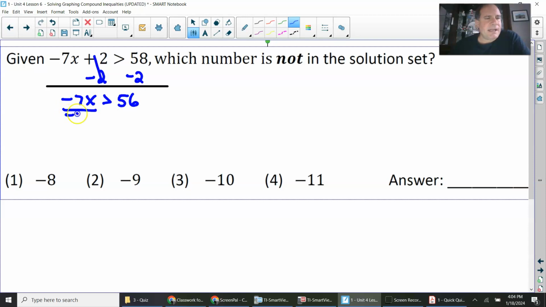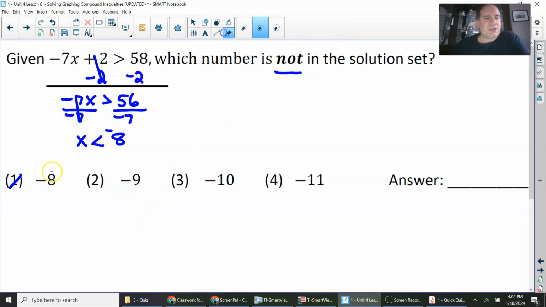You divide by negative 7, divide by negative 7, and you get x. And since you divided by that negative, you flip the inequality symbol, and you get negative 8, because positive divided by a negative. So x is less than negative 8. So negative 8 can't be in the solution. Which number is not in the solution set? So negative 8 is not in the solution set.